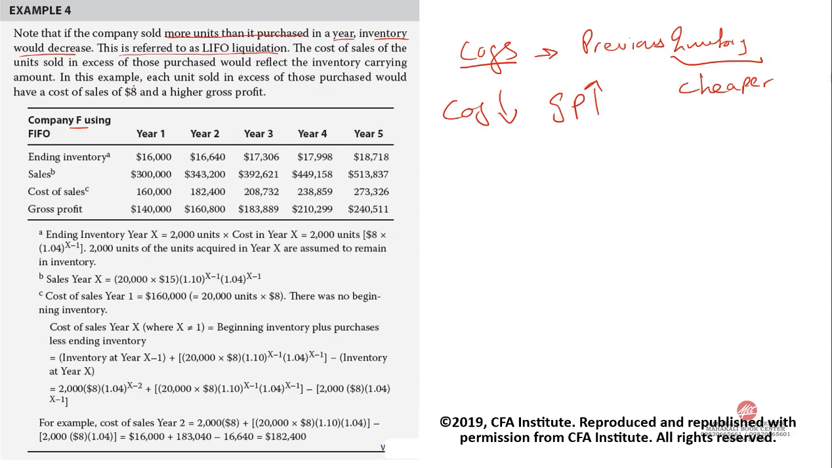Now in this example, each unit sold in excess of those purchased would have a cost of sale of $8 and a higher gross profit. Now let's see what's happening. So in our first scenario, we sold 20,000 worth of goods at $15, and this is your purchase price. Hence our sales would be 20,000 into 15, that is 300,000. Cost of goods sold, 20,000 into 8, is 160,000, and our gross profit is 140,000.